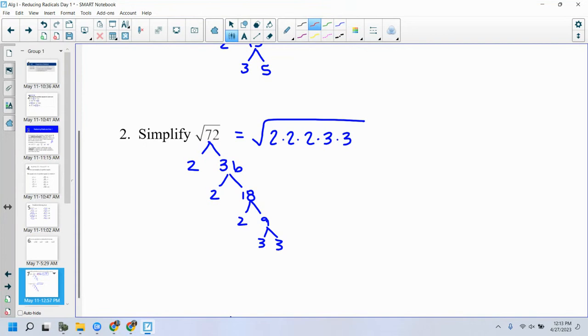Okay, now we have 2 sets of buddies, right? Doing the buddy system. Not 3s, buddies. Now the 2 and the 3 gets to come out, right? I've got a 2 coming out. I've got a 3 coming out. 2 and a 3 on the outside. And then we got our lonely 2. Has to stay in the house. So 2 times 3 on the outside gets us a 6. And then we have radical 2.